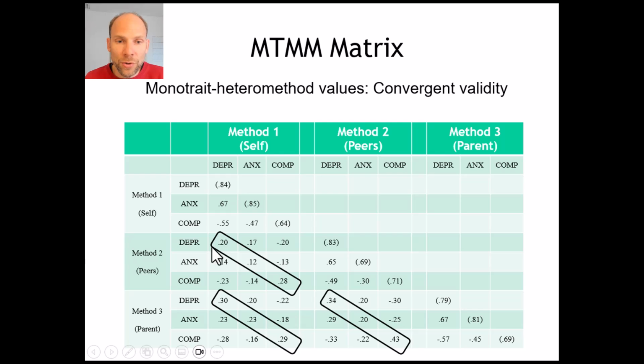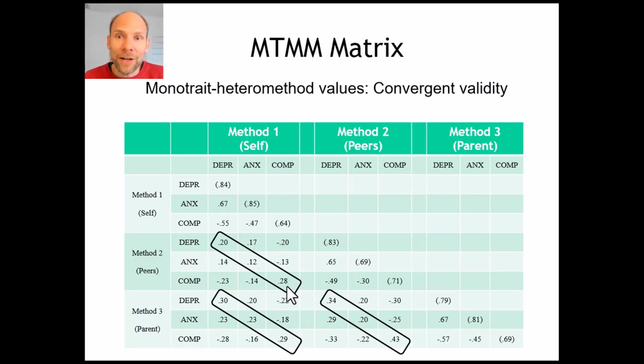You can see the 0.2 here would be the agreement correlation or convergent validity coefficient for the depression self-report compared to the depression peer report, and it's very low, indicating very low convergent validity with regard to depression in this example. For anxiety, it's even lower, 0.12. For competence, it is the highest for self versus peer here, 0.28, but still very low. Remember, those should be 1.0, right?